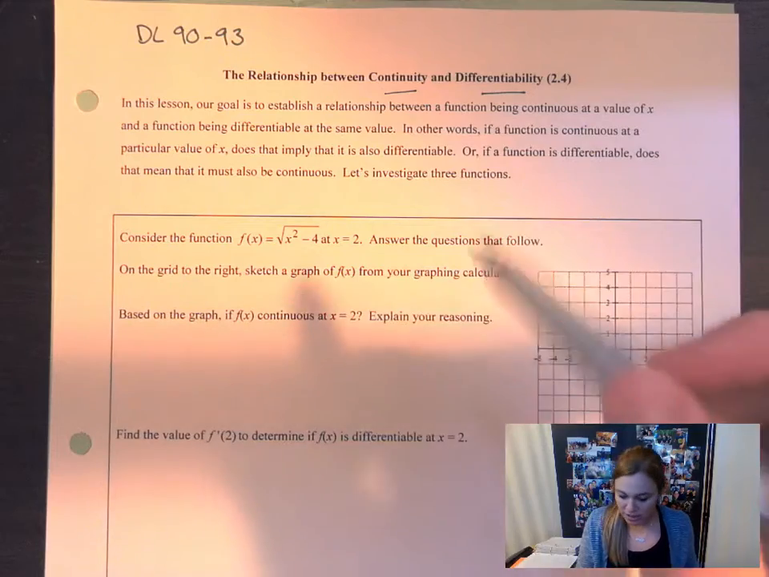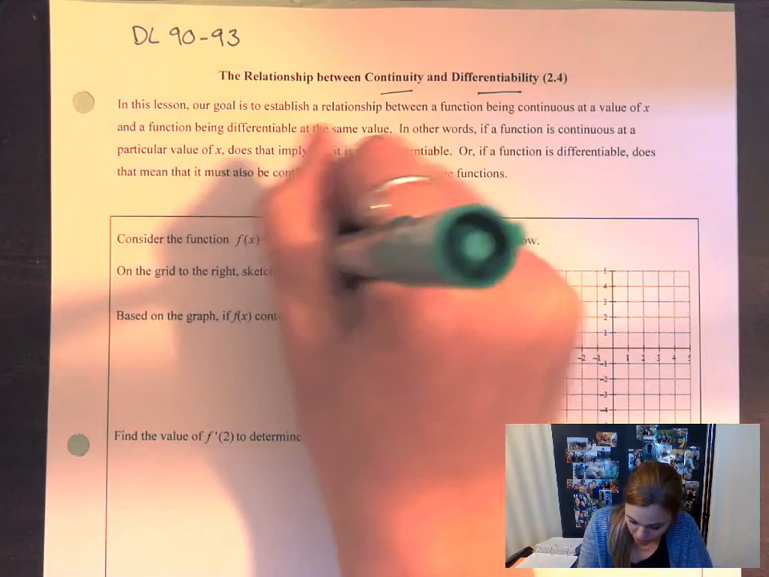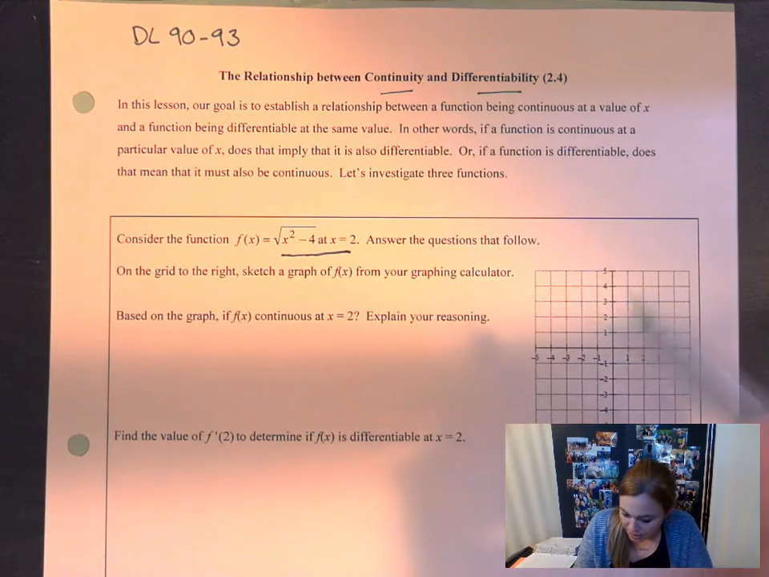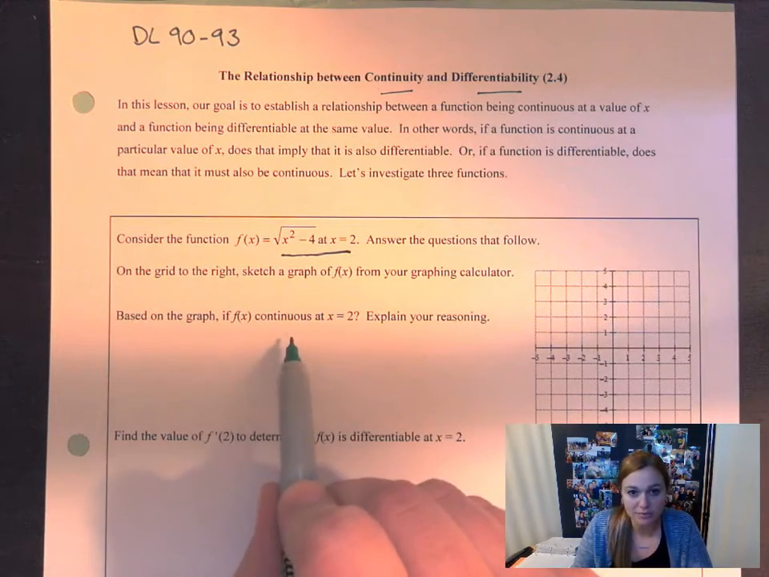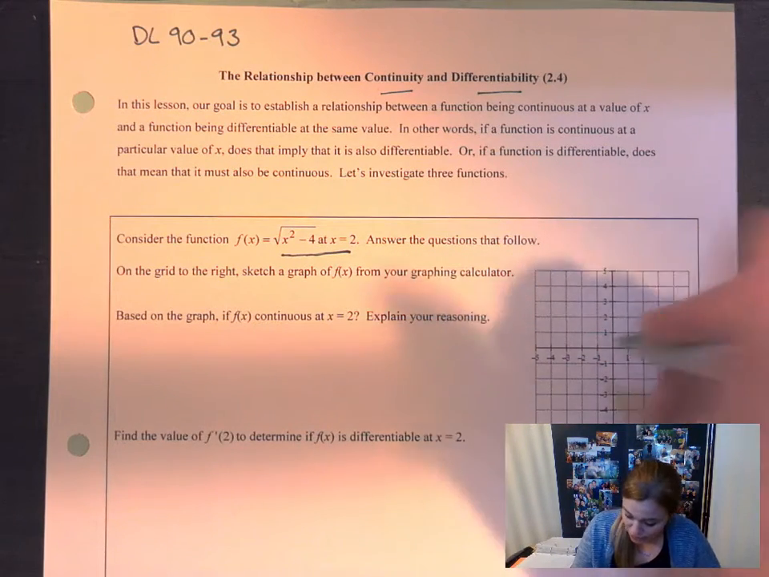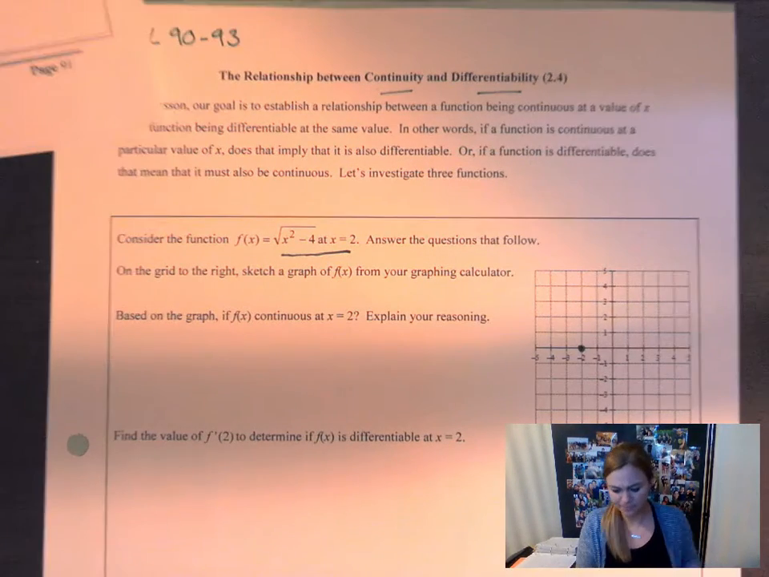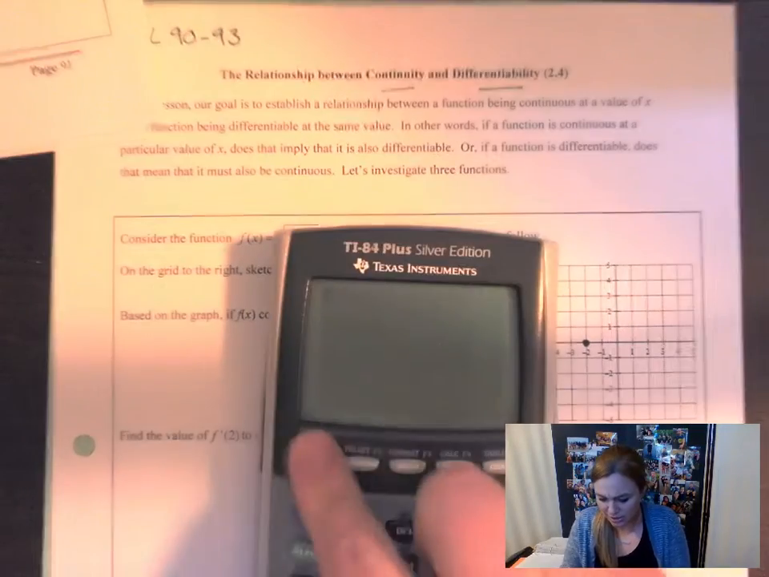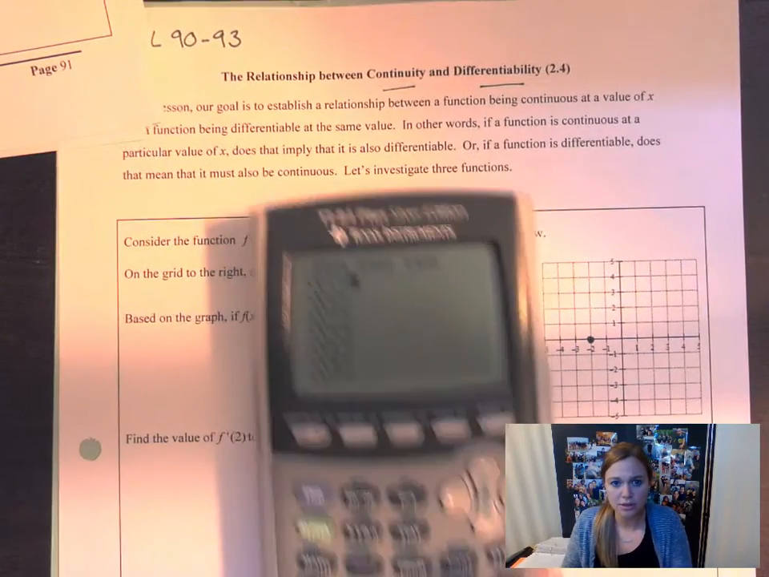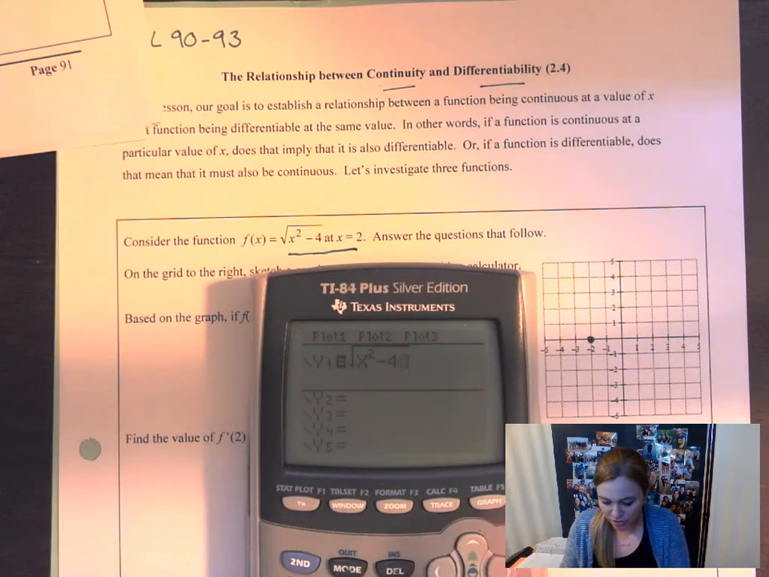So here we're going to consider this function, square root of x squared minus 4 at x equals 2. What I want to know is, is this function continuous? I'm going to graph this. At x equals -2, I would get 0. You could take a calculator and do this: in y1, enter the square root of x squared minus 4, and then go to a table.